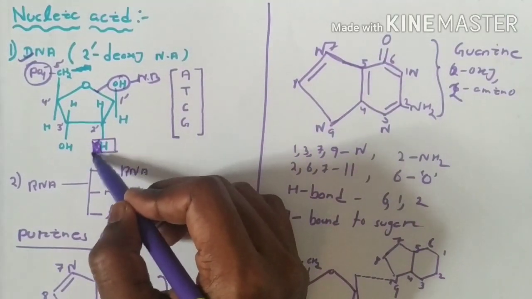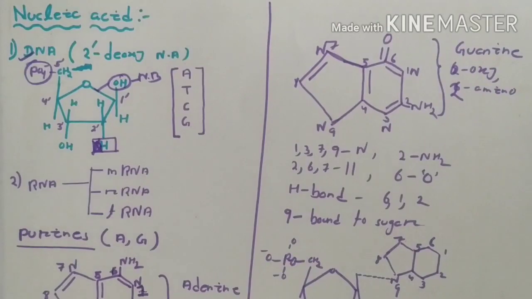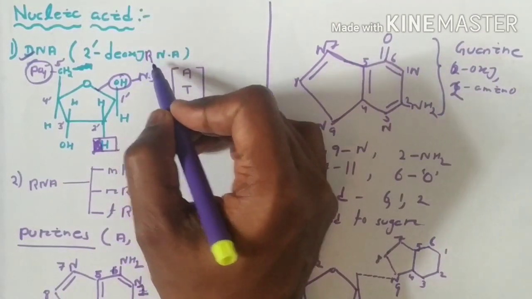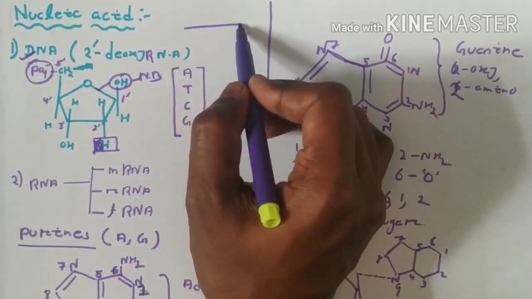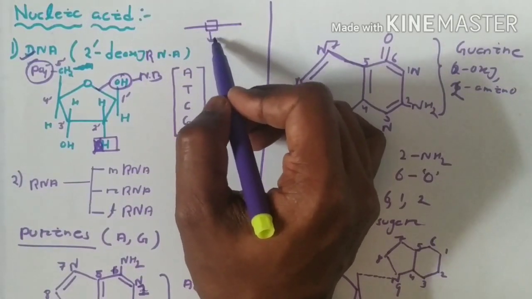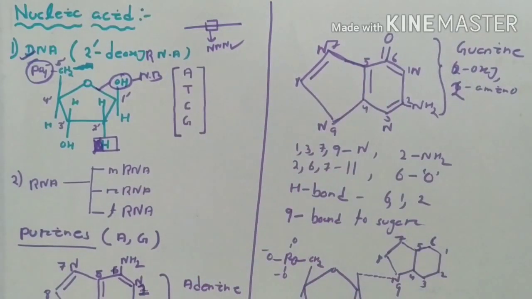This oxygen atom is absent, so it is known as deoxyribonucleic acid or 2' deoxyribonucleic acid. The DNA is formed of monomers called nucleotides. Suppose this is a DNA. If I zoom in, it is formed of these nucleotides.